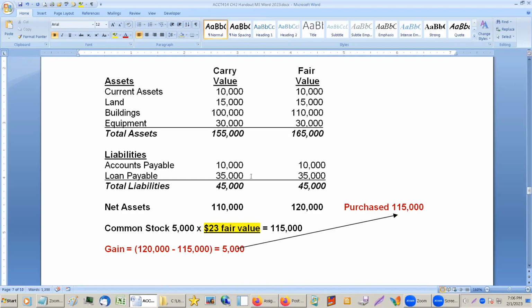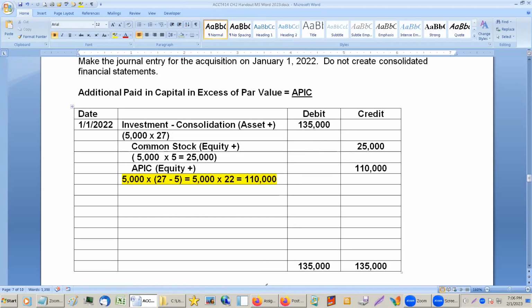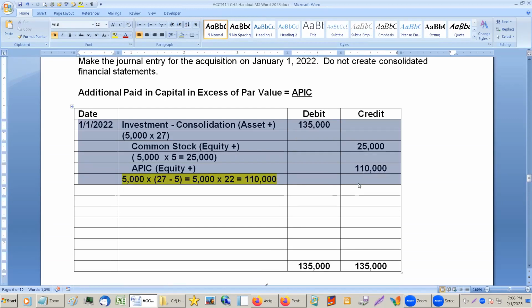Okay. Now we're going to put that gain in our journal entry. That's the only thing that's going to be different than up here. So let's copy this down.